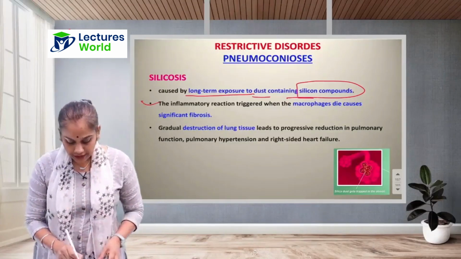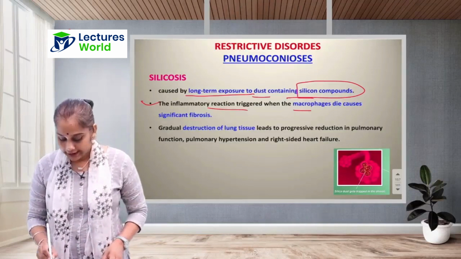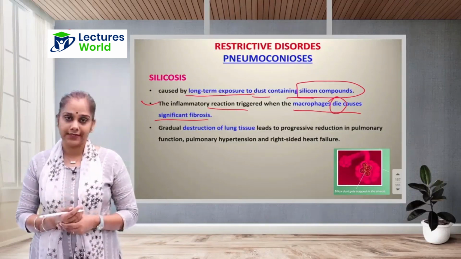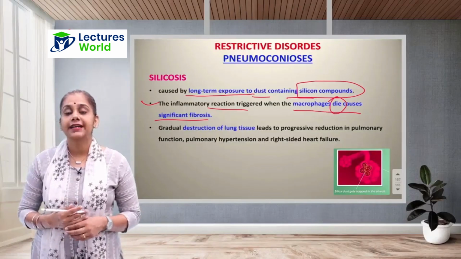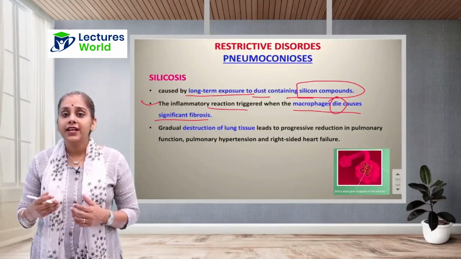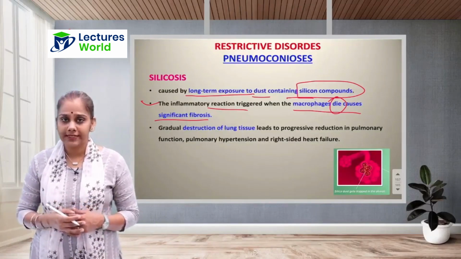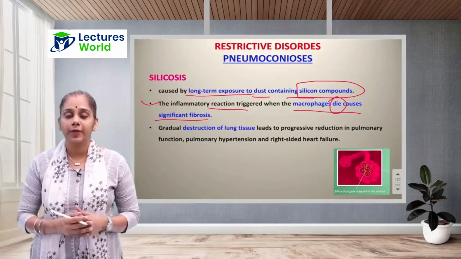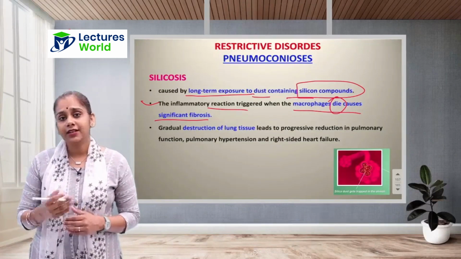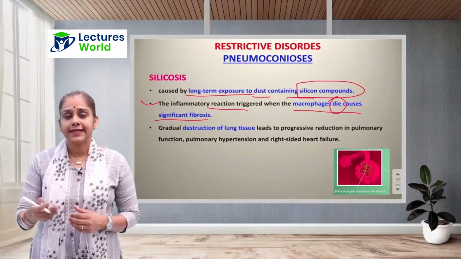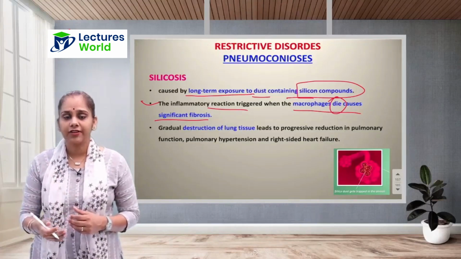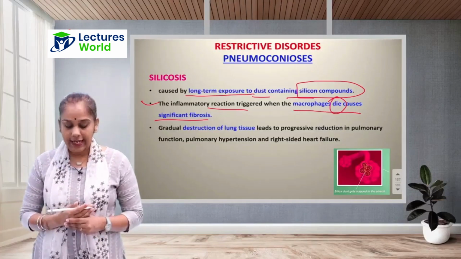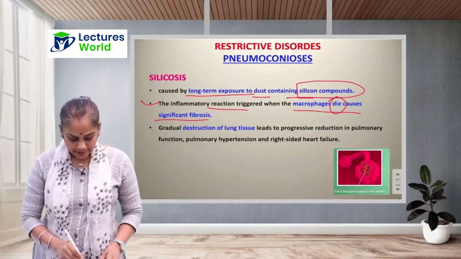The inflammatory reaction can be triggered when the macrophages die because of significant fibrosis, or because of recurrent infection or recurrent fibrosis in the lungs. So macrophages die and they are not performing their function; they do not kill the bacteria or virus, or we can say dust, or foreign particles, entering into the lungs. So they can cause infection.